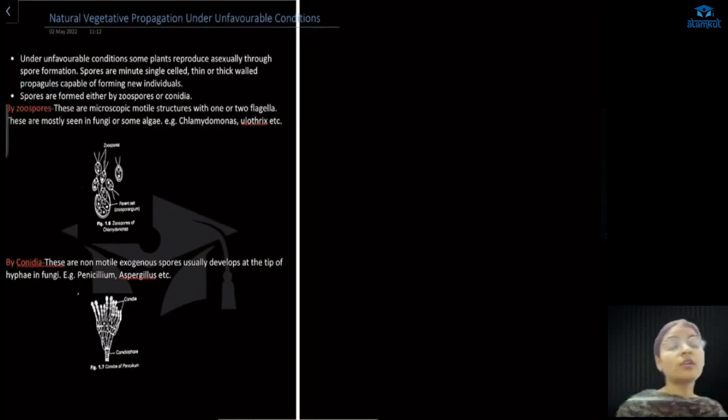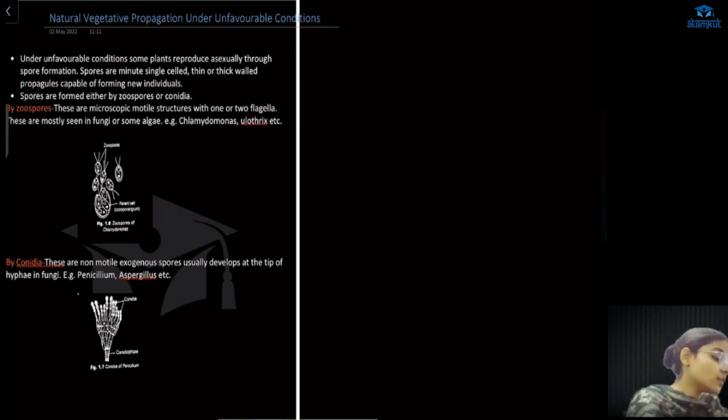We have studied stolon, suckers, offset, and everything, which are underground stems, modifications of roots, and modifications of leaves. They are helpful in vegetative propagation in plants, and it is a mode of asexual reproduction in plants. Now, some of them use zoospores or conidia, which are basically single-celled structures, and under unfavorable conditions they use these kinds of methods.